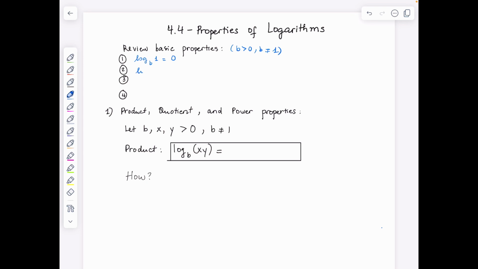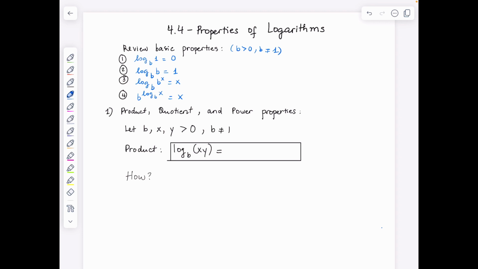Then we have log base b of b is equal to 1. Third basic property, log base b of b to the x is equal to x. And then last but not least, b to the power log base b of x is equal to x.